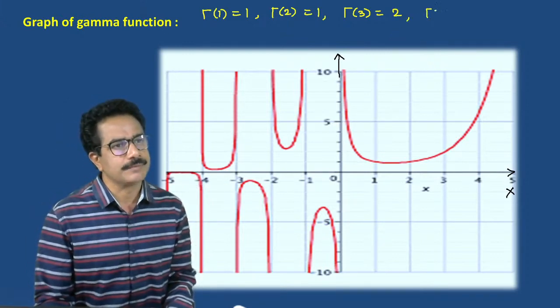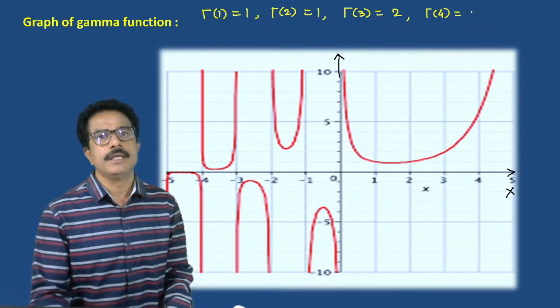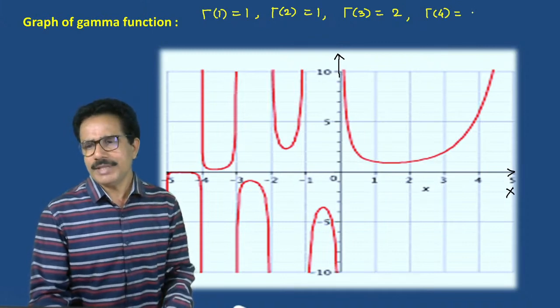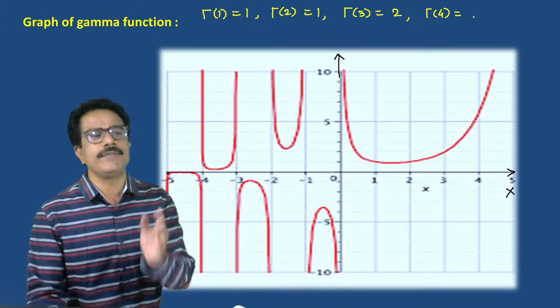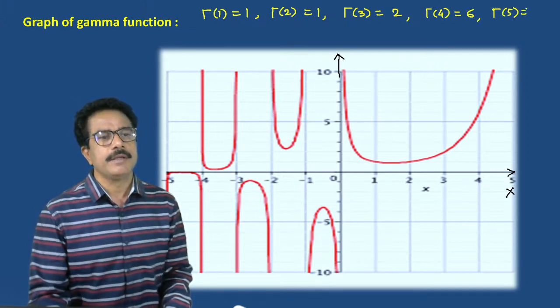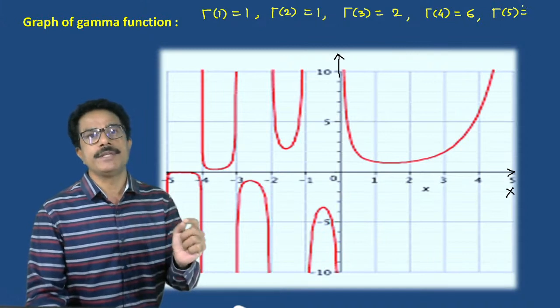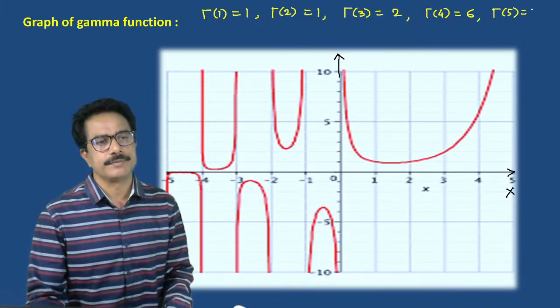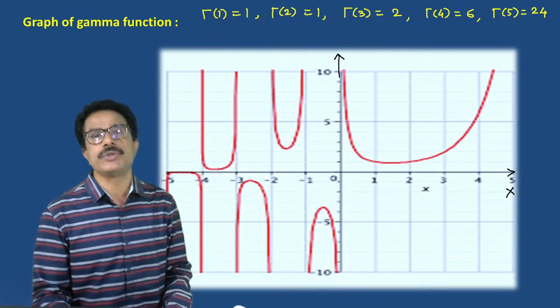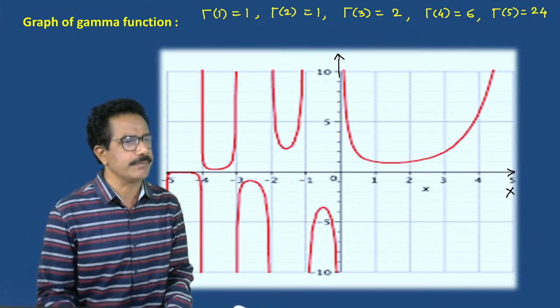Gamma 4, what is the value of gamma 4? You know that gamma 4 means 3 factorial, 3 factorial means 6. Gamma 5 means 4 factorial, 4 factorial means 24. Okay, so these are the values of the gamma function for positive integers.